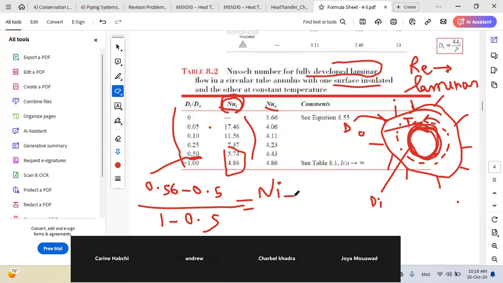minus, at 0.5, what is Nusselt? It's 5.74, over, for a value of D_i over D_o equal to 1, the Nusselt number is 4.86. So 4.86 minus 5.74.